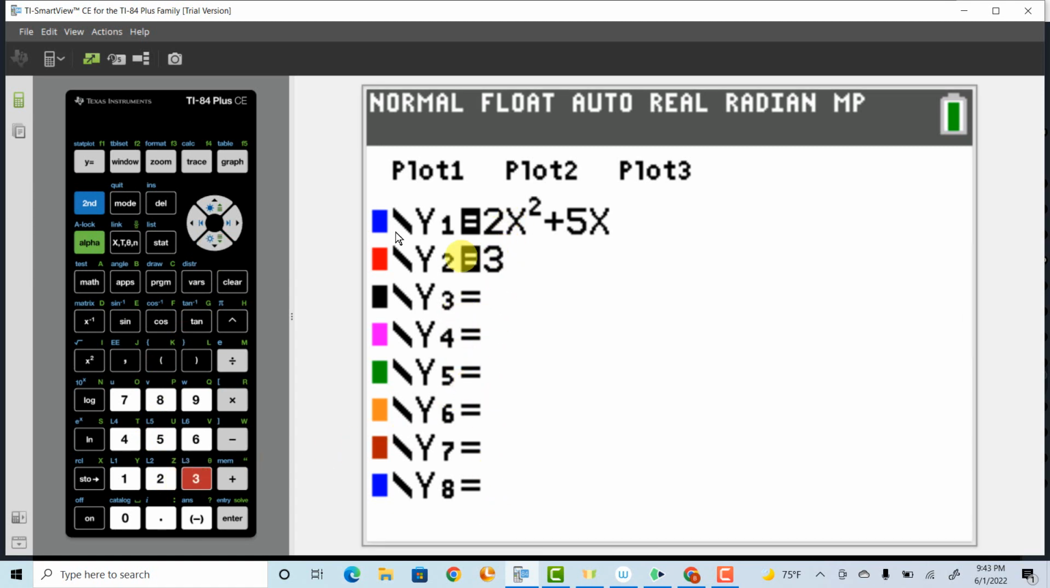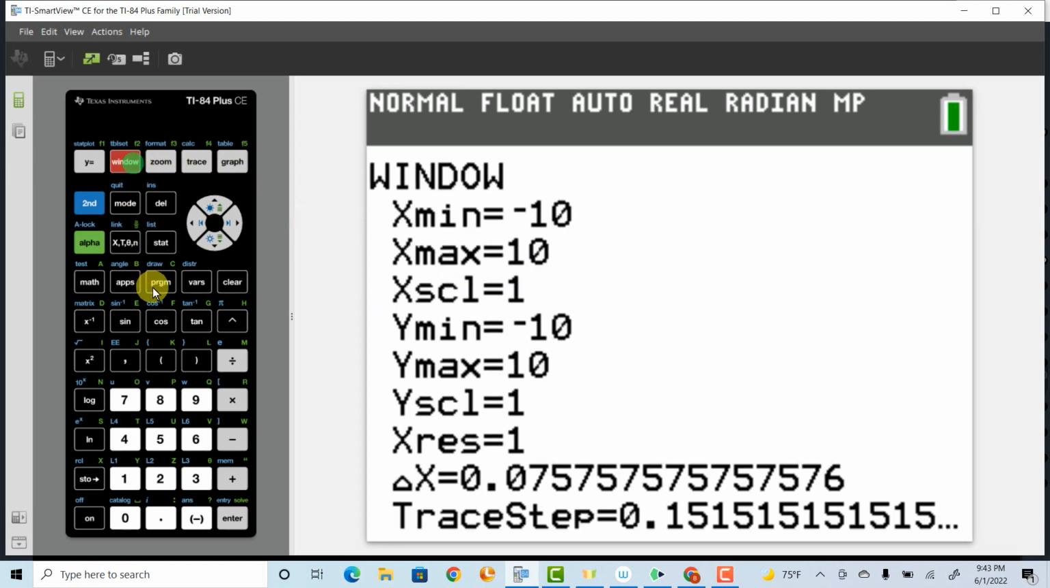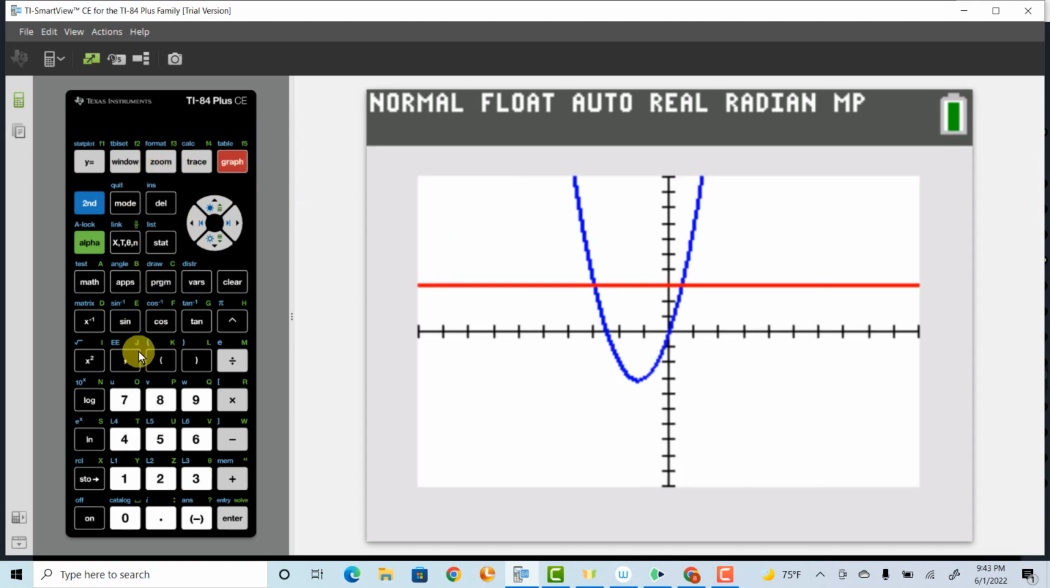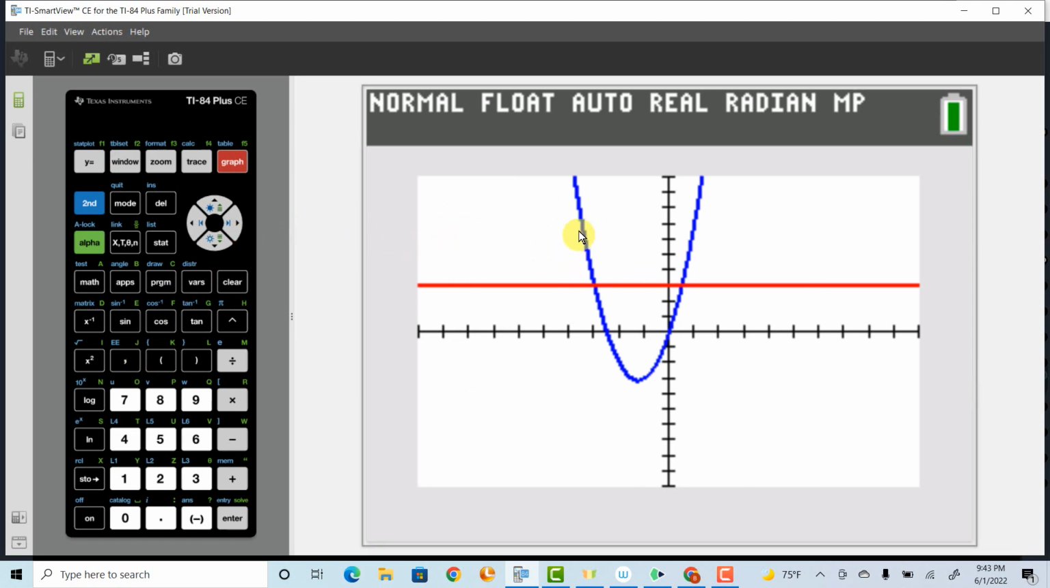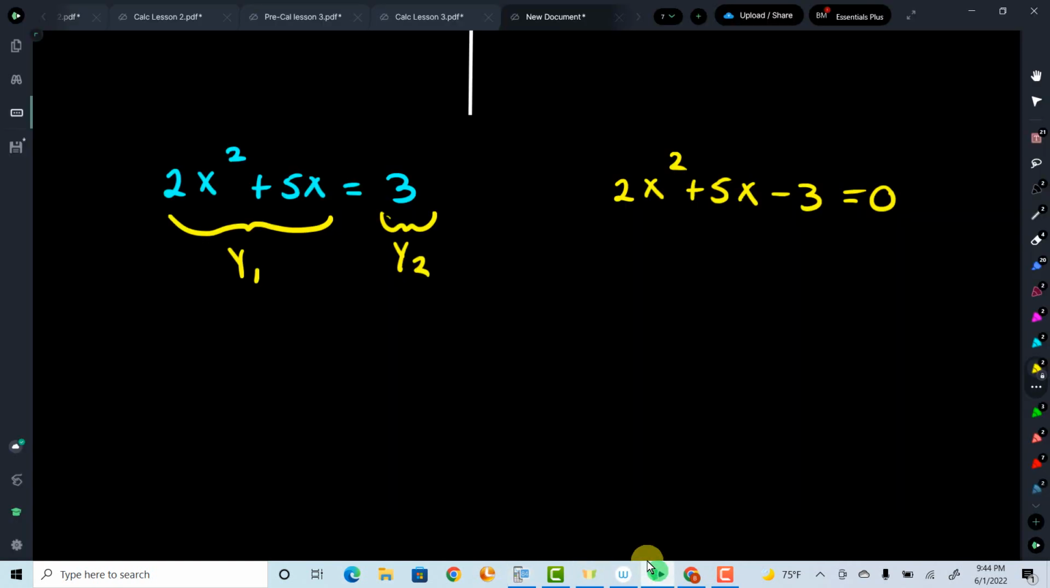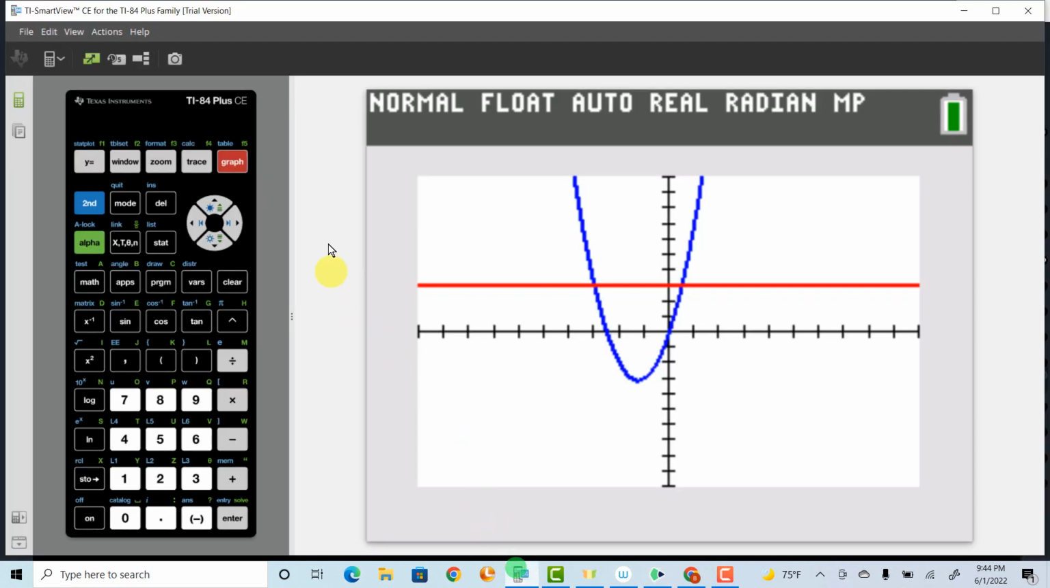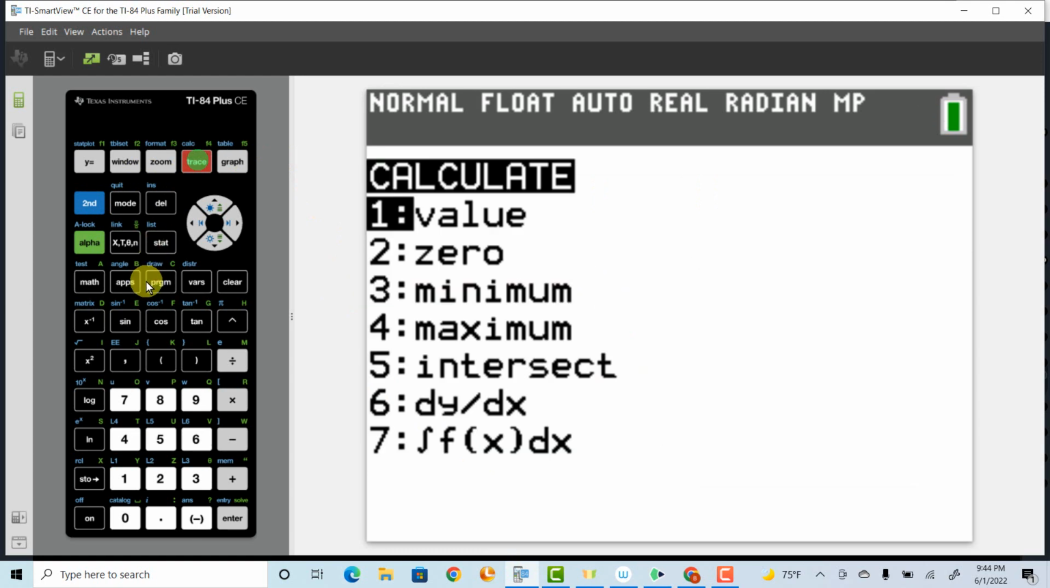I'm looking to see where they're equal. So I'm going to go ahead and graph it. I'm going to leave my window alone, and I'll graph it. Okay. I'm looking to see where this blue line is equal to the red line. So that means I'm looking for where they intersect, right there and right there. So this time I'm going to use a different method because I did not have my equation equal to 0 like it is here. This time I'm looking to see where y1 is equal to y2. So we're going to do a calculate intersect. So we're going to choose option 5.